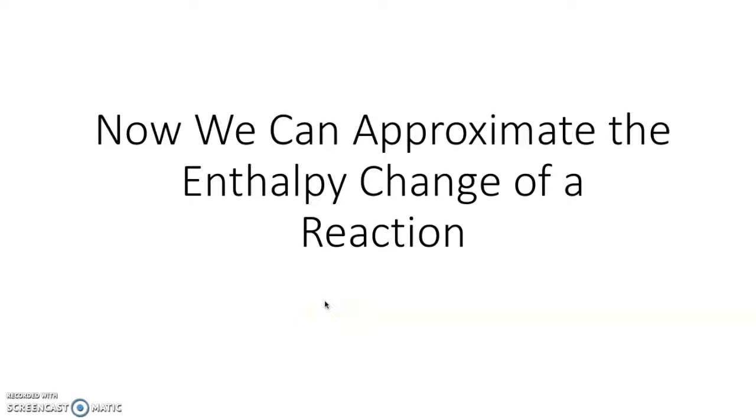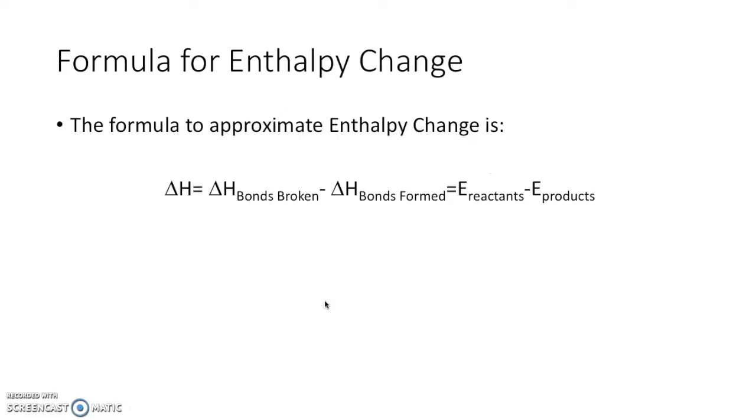Okay, so now that you have had some practice on how to draw some molecules and to figure out what bonds they're made out of, we can now approximate the enthalpy change of a reaction. Now, how are we going to do this? Well, the way to do this is to think about the formula. And the formula is right here. The enthalpy change can be approximated by looking at the bonds that were broken and the bonds that were formed.